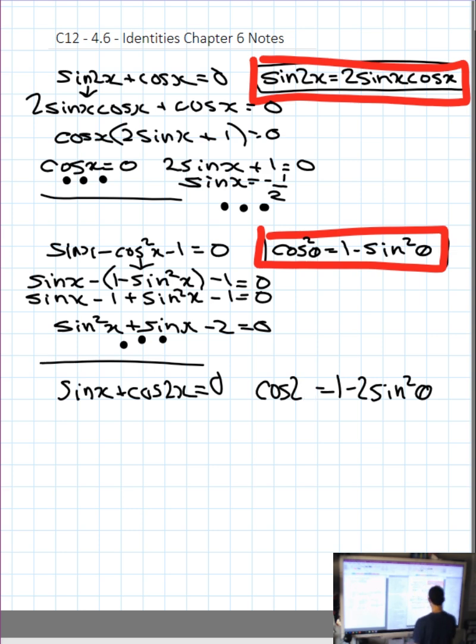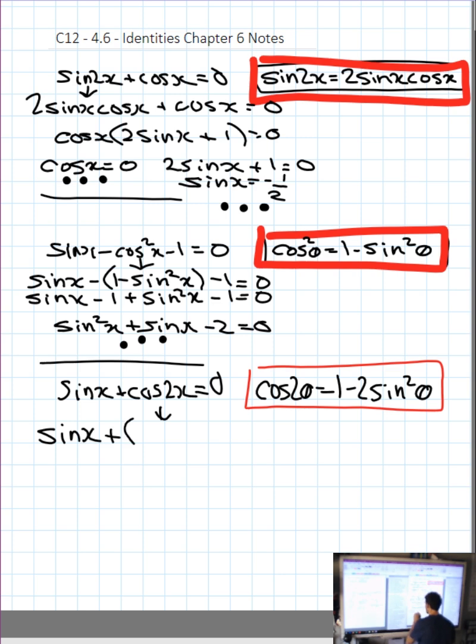I erased cos 2x and I wrote cos 2 theta. I'm going to put a box in red around that definition, so I can substitute that for this. Even if there is a plus sign in front, sine x plus open bracket 1 minus 2 sine squared x equals 0, substituting the definition off to the right. Then feel free to distribute the negative and rearrange the order of the terms as we did above. And then you guessed it, we factor.